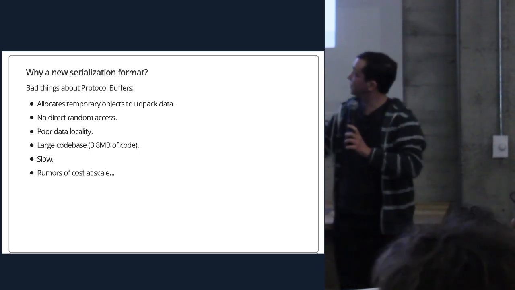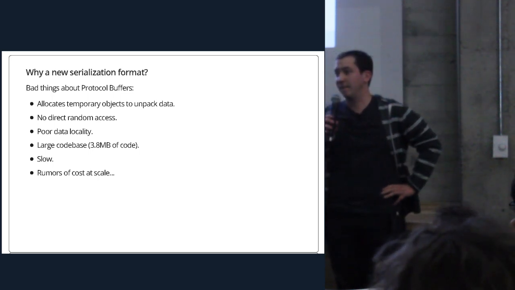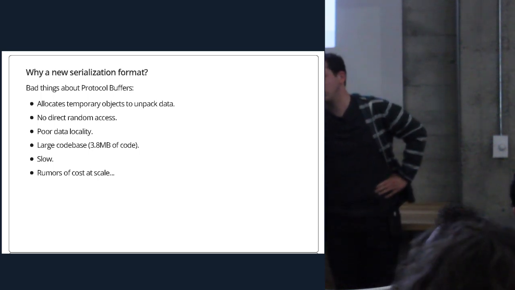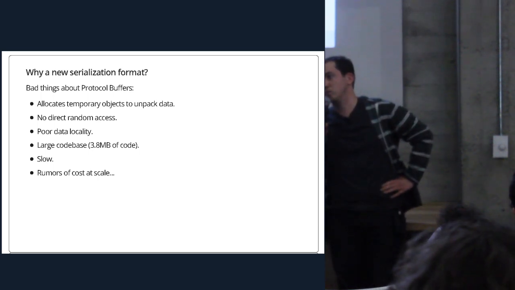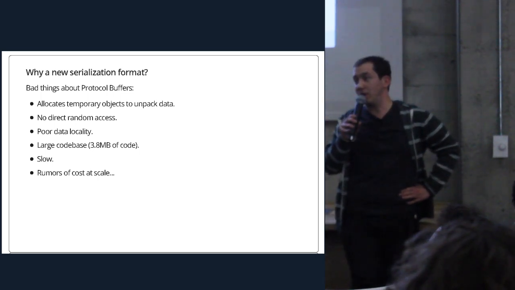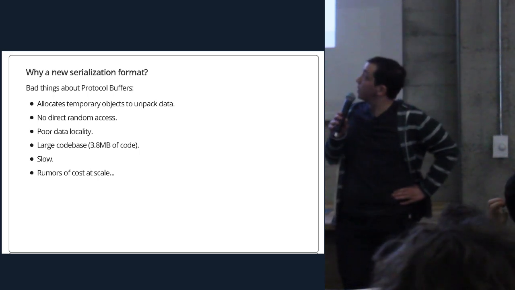You say 3.8 megabytes of code for the protocol buffers code base, is that the code for the compiler for it, or the size of the code that actually gets injected into your program? That is for the existing code files for the protocol buffers. Okay. Not the generated code.